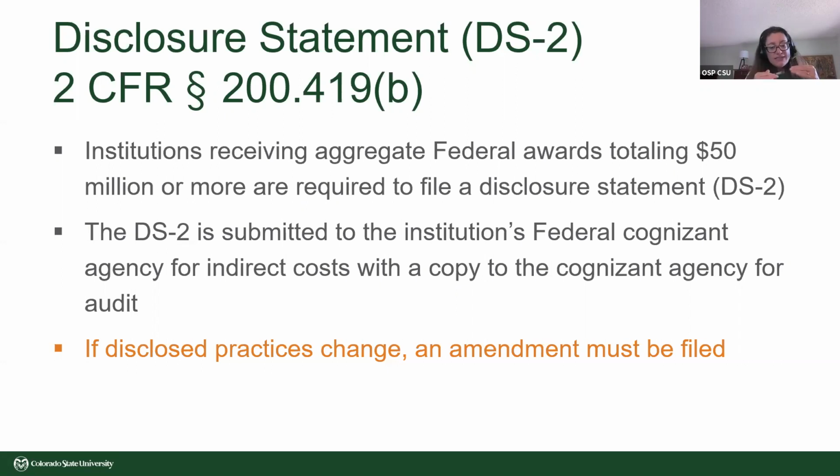When uniform guidance came about and brought all of those circulars into one, a lot of institutes of higher education looked at their disclosure statement, changed some of their accounting practices, and refiled at that time. I honestly don't know at our institution how often we look at this and how often we make changes and refile, but I do know that when there are big changes mandated by things like uniform guidance, those changes have to be documented and we have to resubmit and update our disclosure statement. Okay. Any questions on cost accounting standards or disclosure statements?